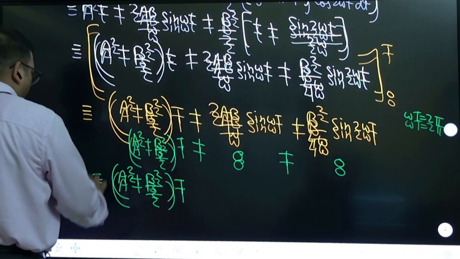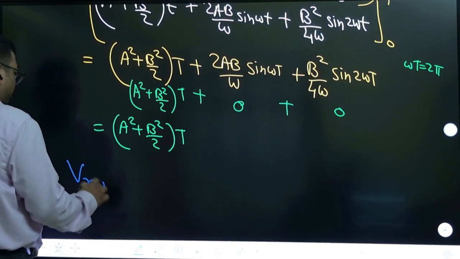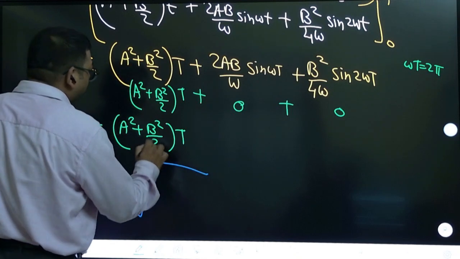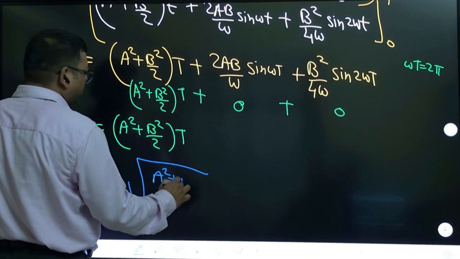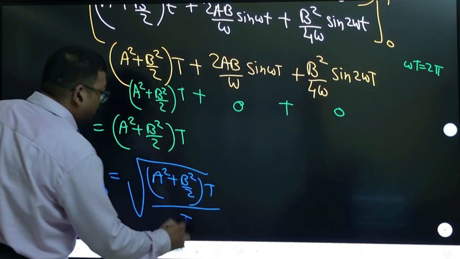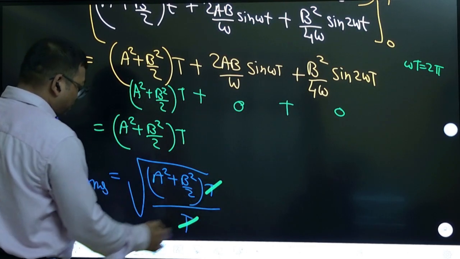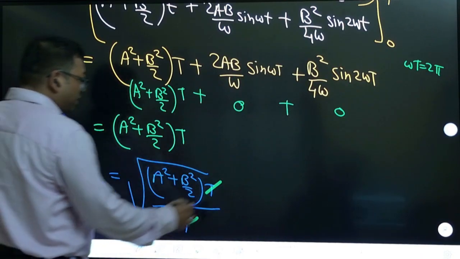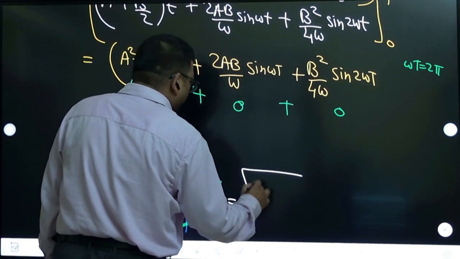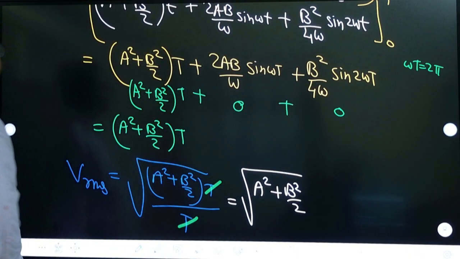That's all. Now when we are calculating RMS, V RMS is under root of this (a square plus b square)/2 into T divided by the cycle time T. Right. So that is how the cycle time gets cancelled, and finally V RMS comes as root under (a square plus b square)/2. Correct?